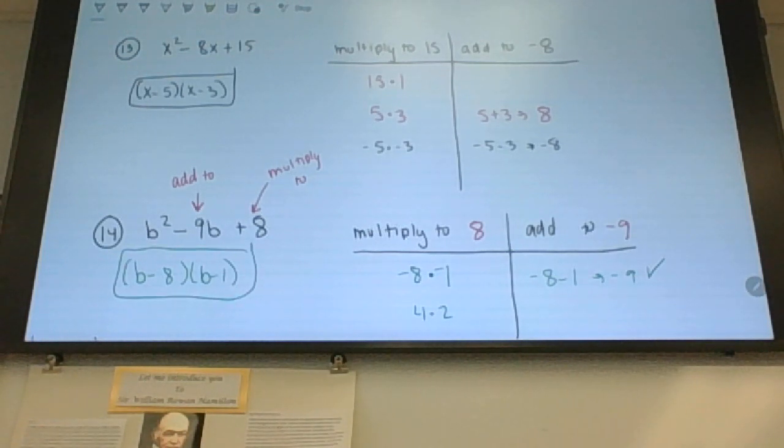Alright, so there's 2 more before the solving. I'm going to wait, let you guys set 15 up yourselves.